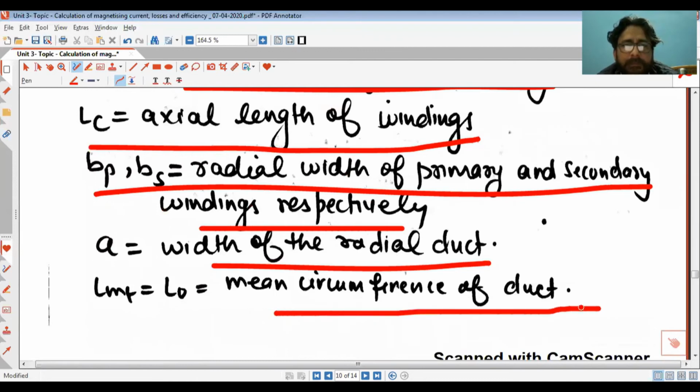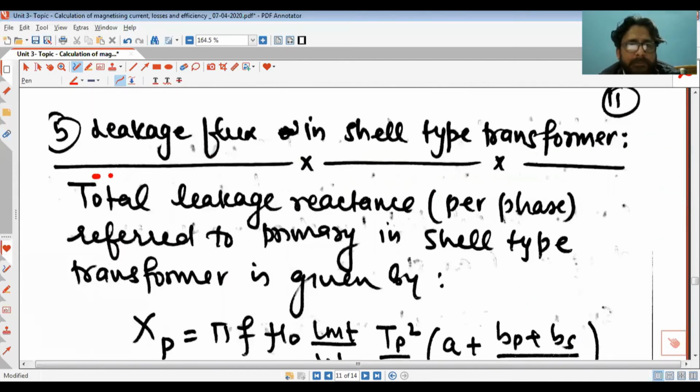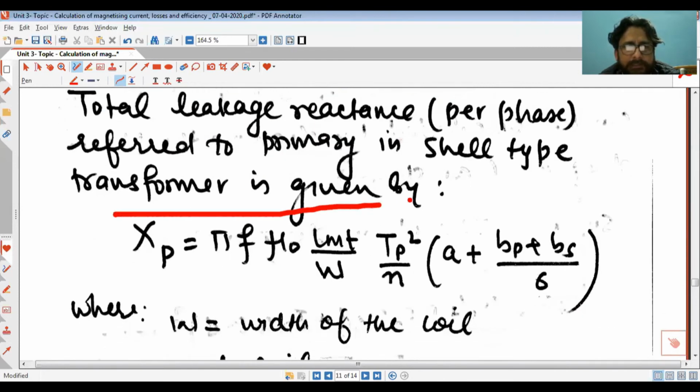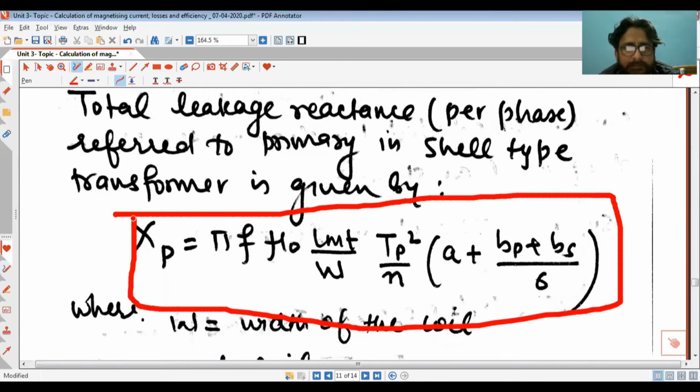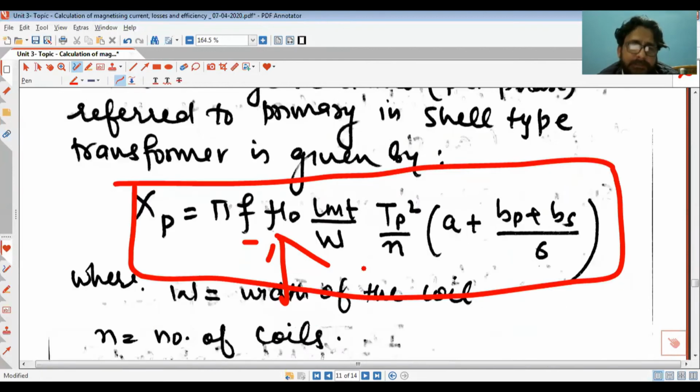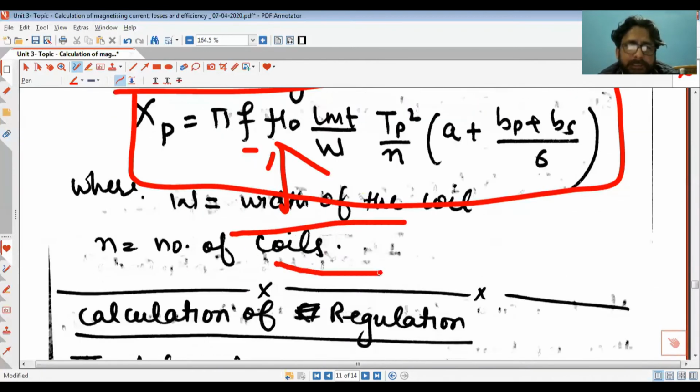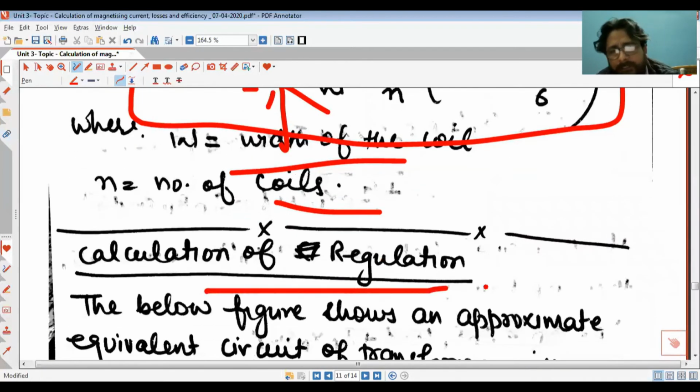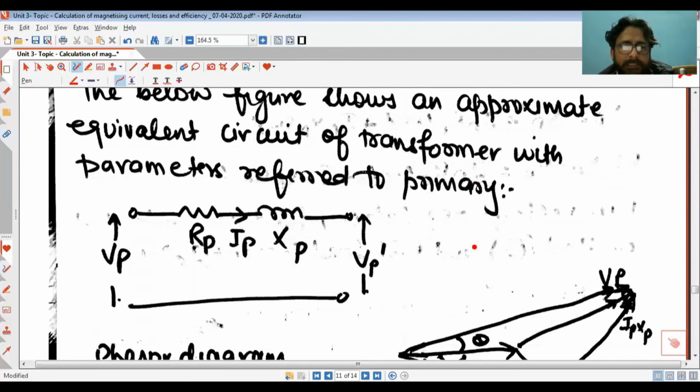Right? So similarly, we can find out the leakage reactance for a shell type transformer, and the equation is given here, where mu naught is the permeability of free space and F is the frequency of the alternating flux. Okay, and the rest of the things are mentioned here. So similarly, we can find out the regulation, voltage regulation also. So let us see that.